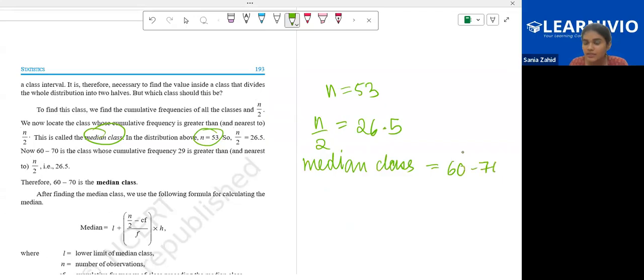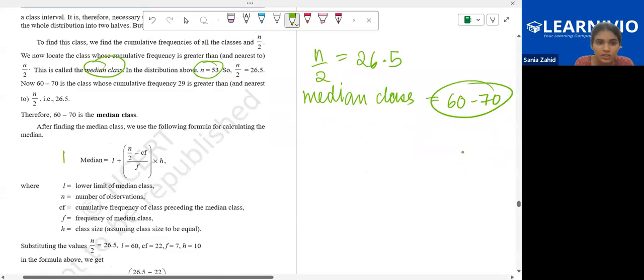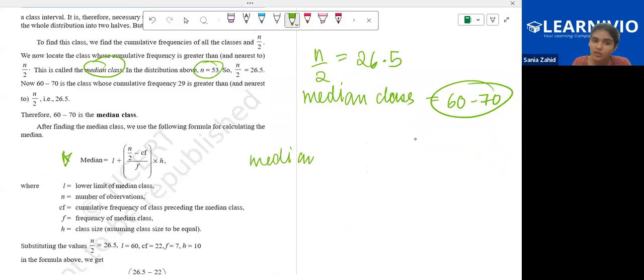60 to 70. Now in this grouped type of frequency distribution, you have to learn this formula: L plus n by 2 minus CF, where CF is the cumulative frequency, divided by f, into h. What is L? L is the lower limit. What is the lower limit? 60. So median will be lower limit 60 plus, what is n by 2? N by 2 is 26.5 minus, what is the cumulative frequency over here?